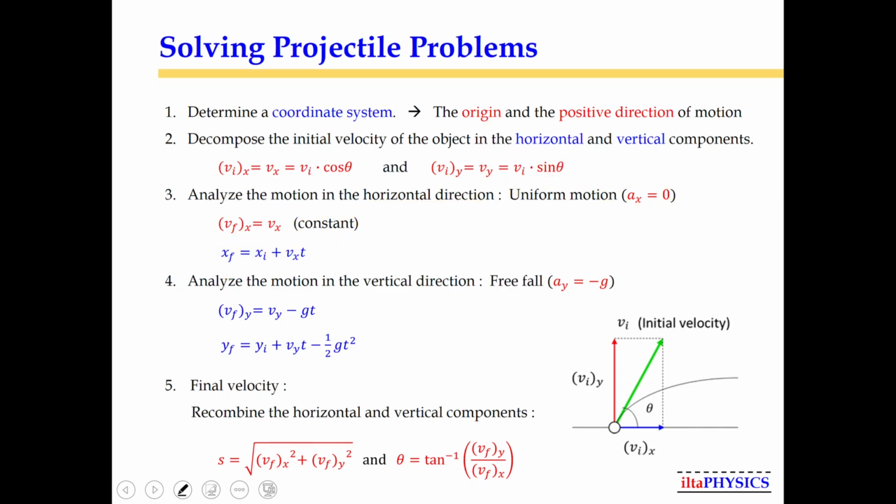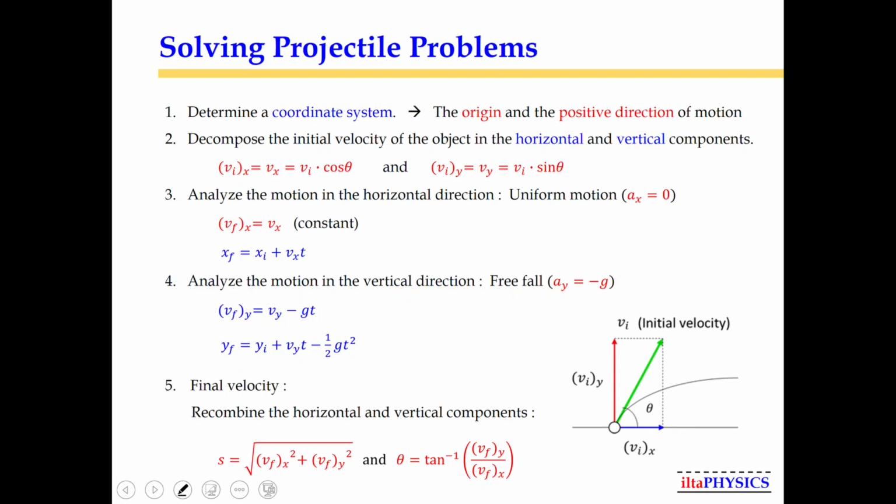Next, let's look at the vertical motion. This is uniformly accelerated motion, or free fall motion. Since we already know the initial velocity in the vertical direction, we can use the kinematic formulas for accelerated motion to find the final velocity or the final position. These are the constant acceleration motion formulas we learned earlier, with the initial vertical velocity and gravitational acceleration plugged in.